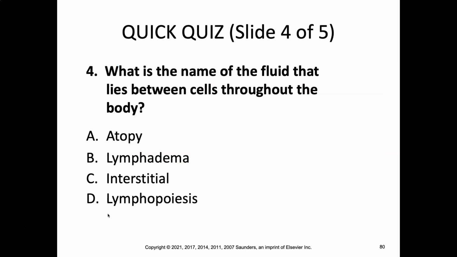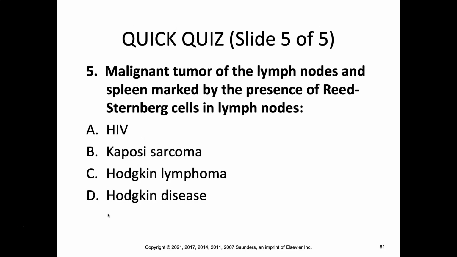What is the name of the fluid that lies between cells throughout the body? We talked about this earlier. That was one of the first things we talked about. Malignant tumor of the lymph nodes and spleen marked by the presence of Reed-Sternberg cells in lymph nodes. If you're not sure what this is, go back and take a look.